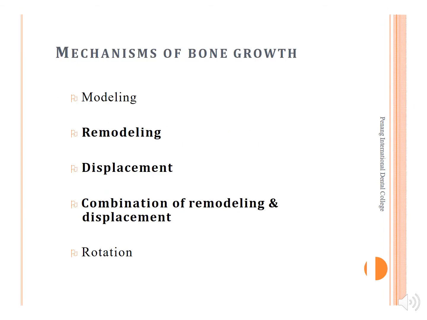For the mechanism of bone growth, there are five types of mechanism of bone growth in the human body: first modeling, second remodeling, third displacement, fourth combination of remodeling and displacement, and finally rotation. In this lecture, I will explain more on the remodeling, displacement, and combination of remodeling and displacement, because these three types of mechanism of bone growth usually happen in the head and neck region.